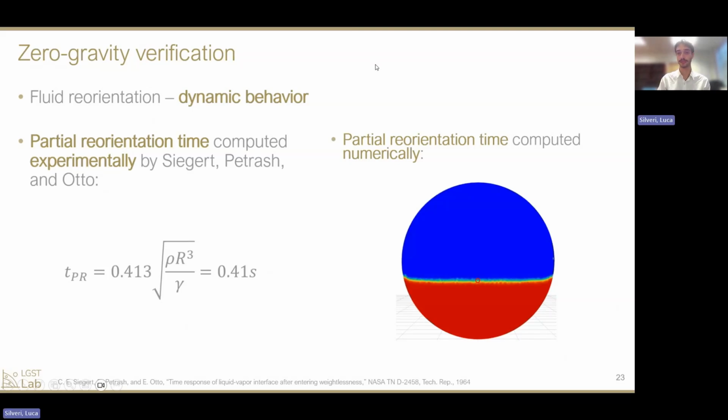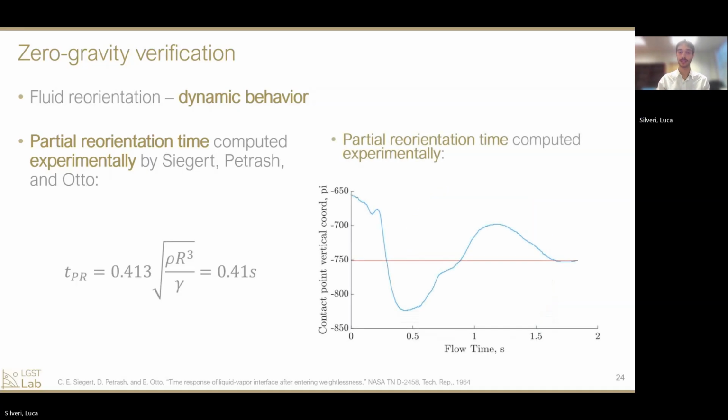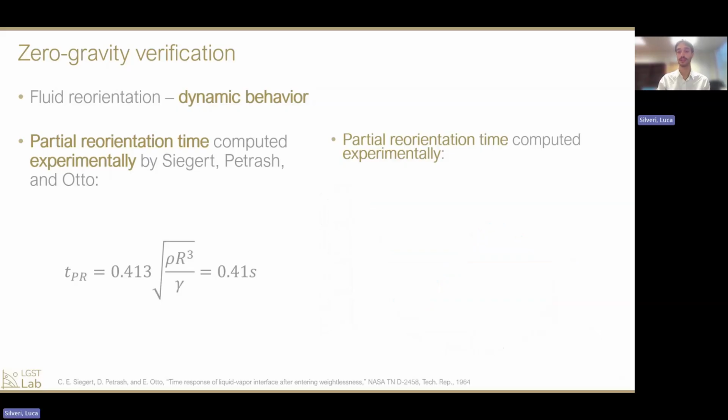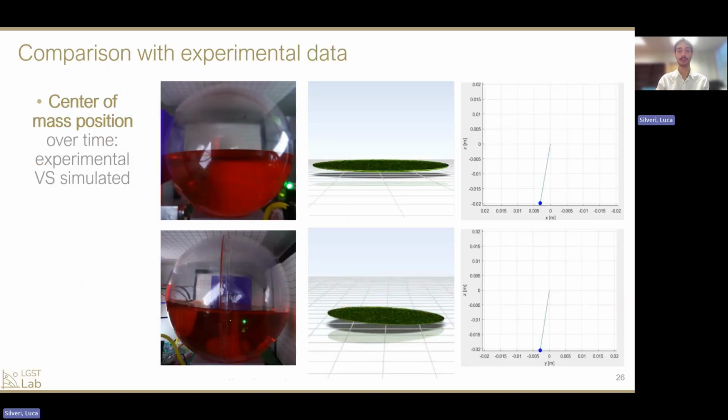As you can see in the right video, the partial orientation time is the time that the middle point of the free surface needs to cross for the first time its equilibrium position. As you can see from this graph, it is around 0.31 seconds. So this is the same order of magnitude as the one suggested by the experiments of Sigurd, Petros, and Otto. So the model is verified even in its dynamic behavior.